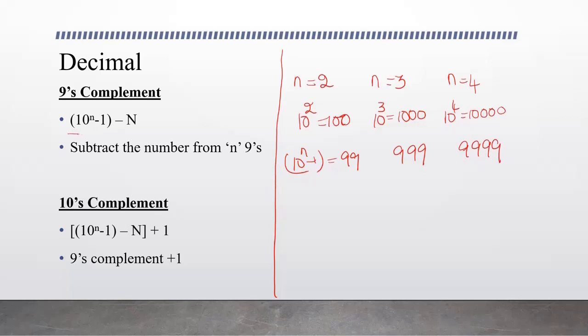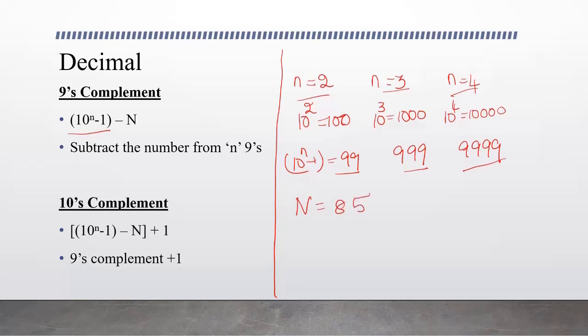So the value of this, when the digit count is 2, is 99. When it is 3, 999, three nines. When it is 4, four nines. So simply we can say that to find the 9's complement of a decimal number, we need to subtract the number from n nines.